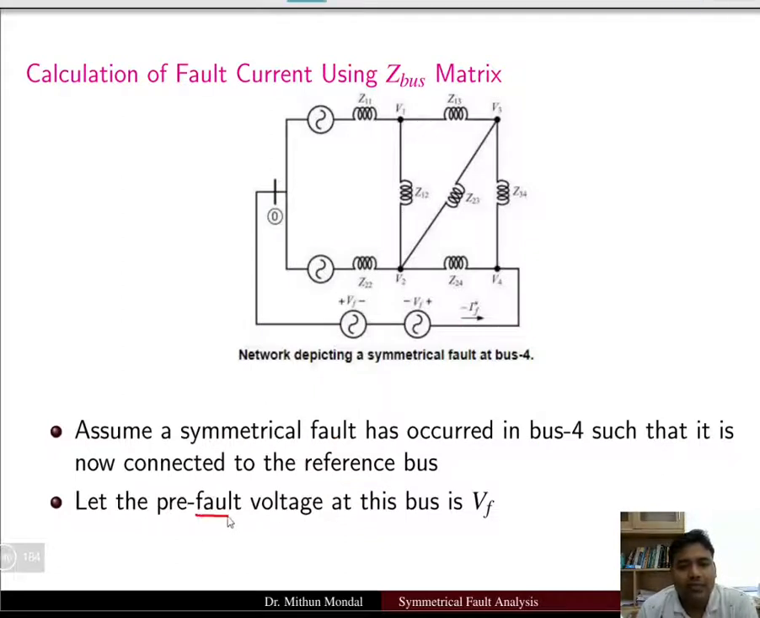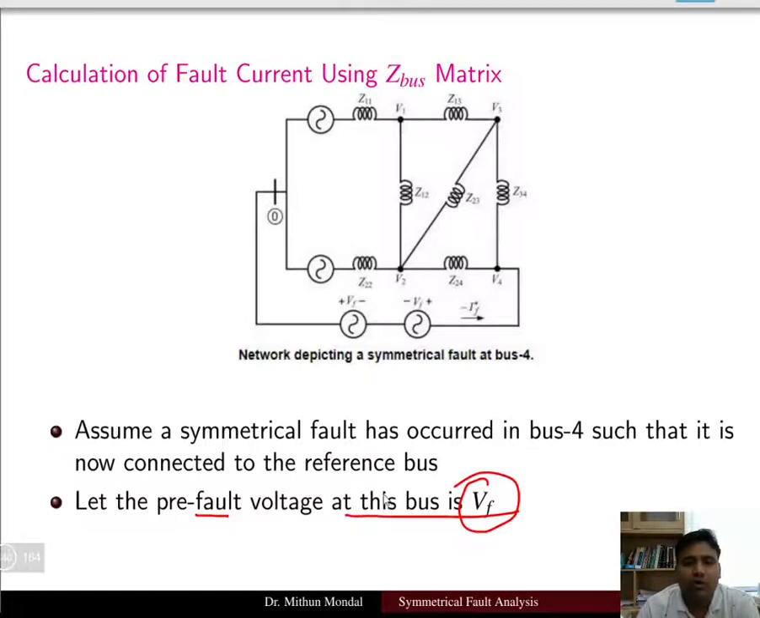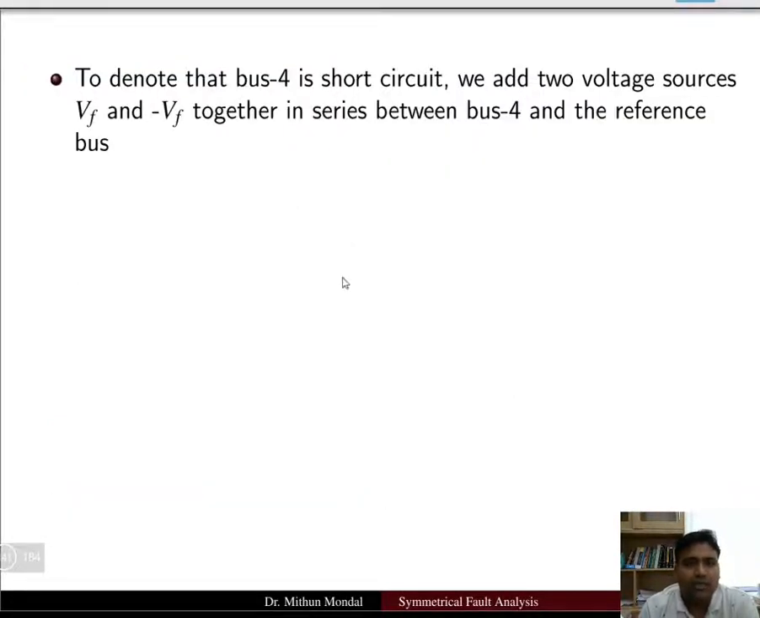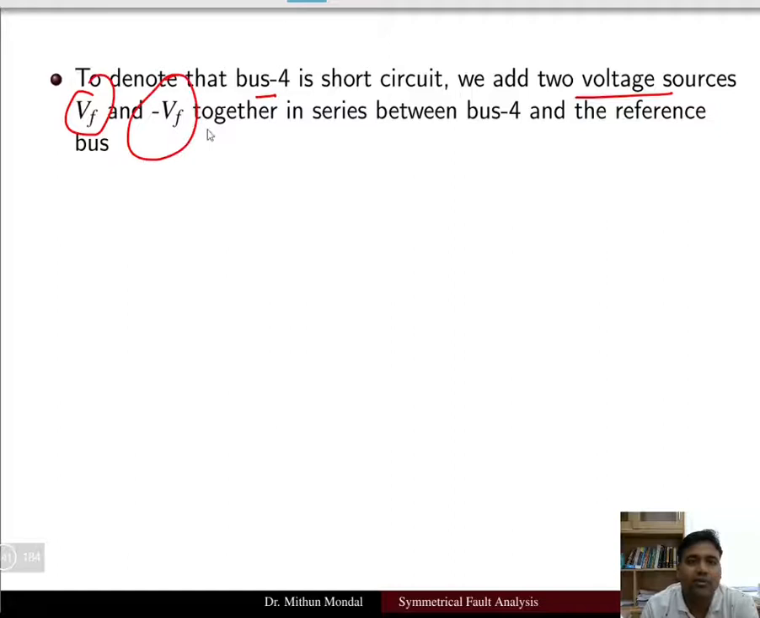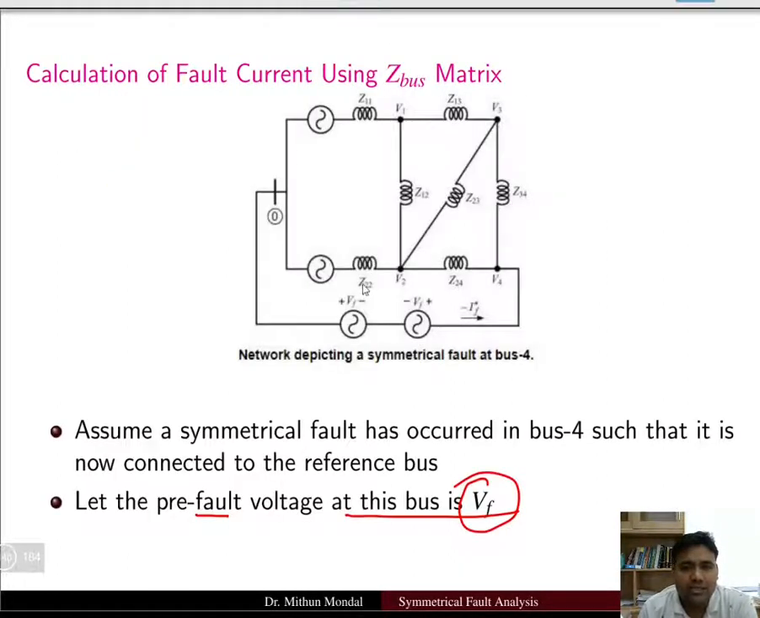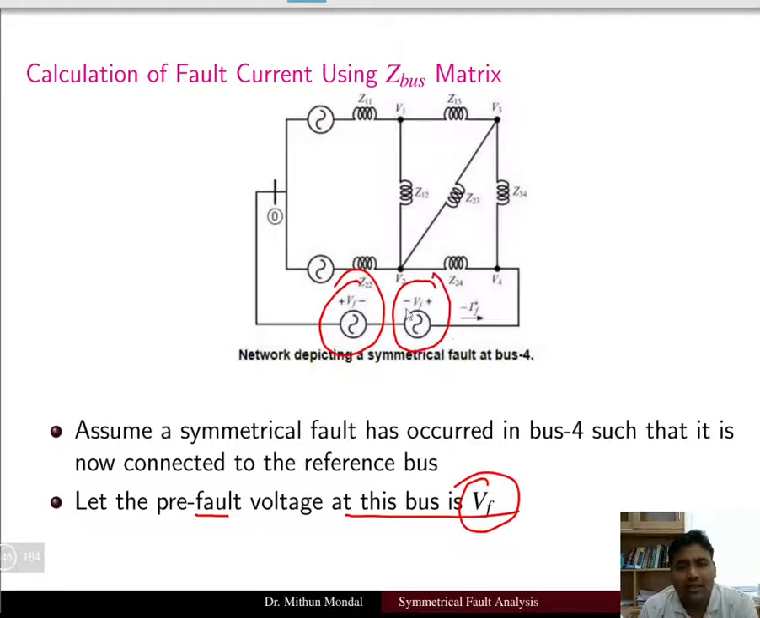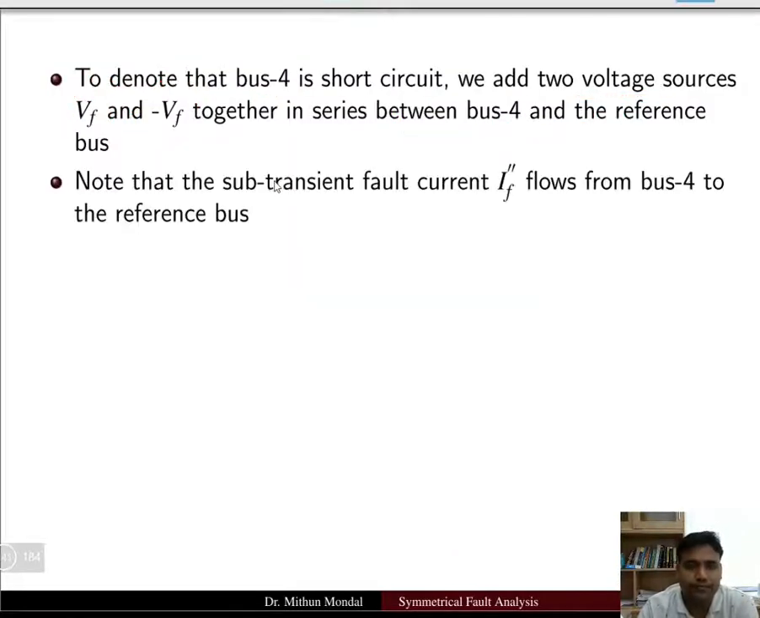Then let the pre-fault voltage at this bus be Vf. If we consider the pre-fault voltage as Vf, then to denote that bus 4 is short circuited, we add two voltage sources, one is Vf and another is minus Vf, together in series between bus 4 and the reference bus. So here we can see that the two voltages Vf, the pre-fault voltages, are added. Together their sum will be 0. That indicates that the fourth bus is short circuited with respect to the ground or the reference bus.